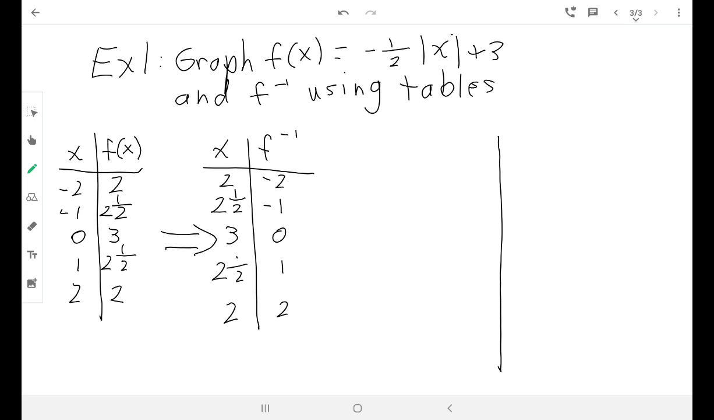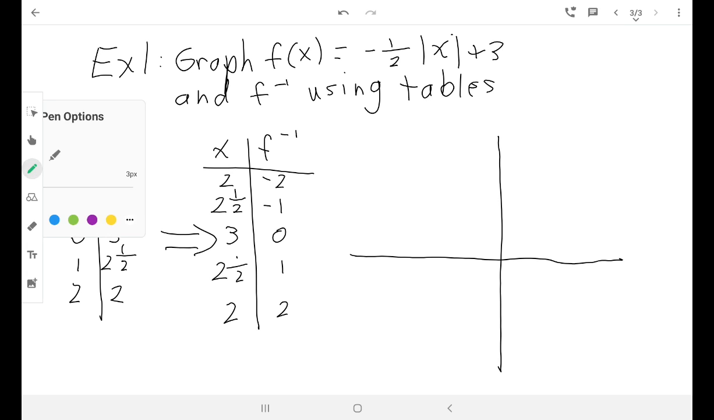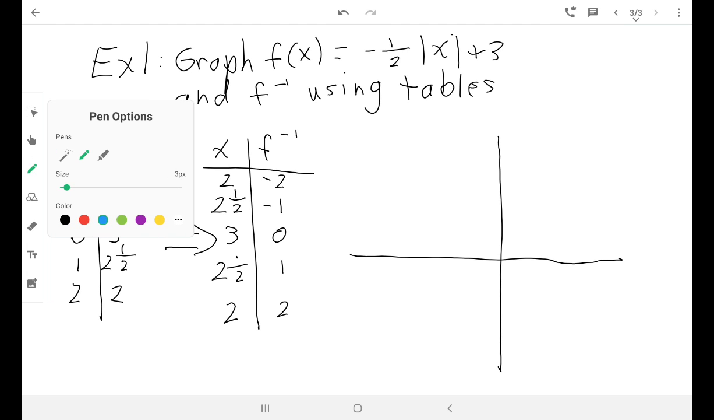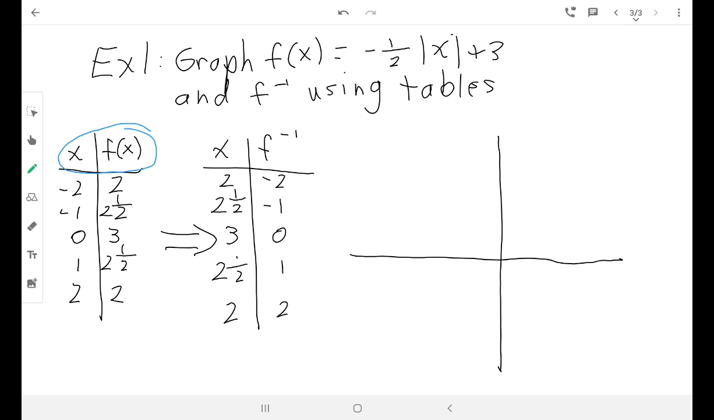So I can graph both of these. Let me do them in 2 different colors. I'll do f of x in blue. Okay? So let me make my marks in black so that they're the same everywhere.